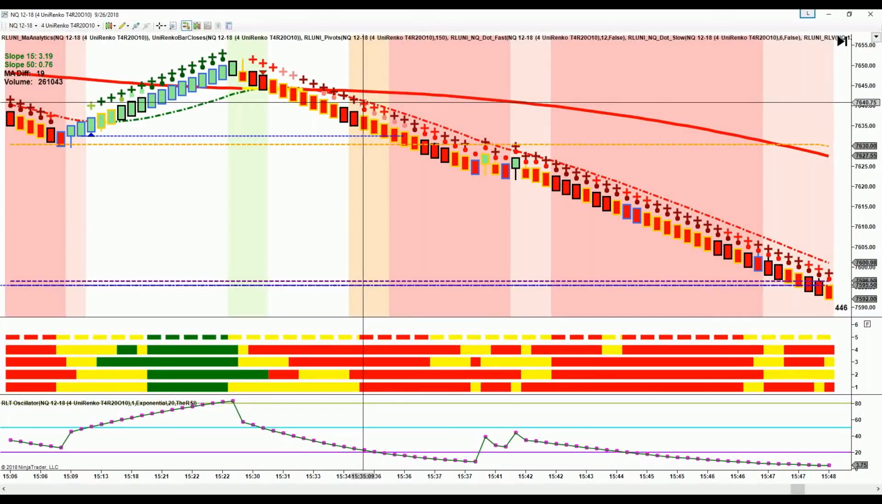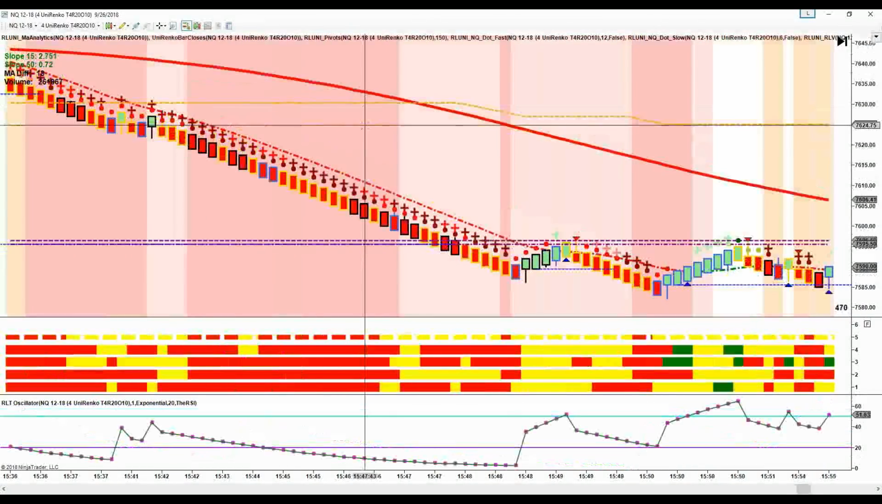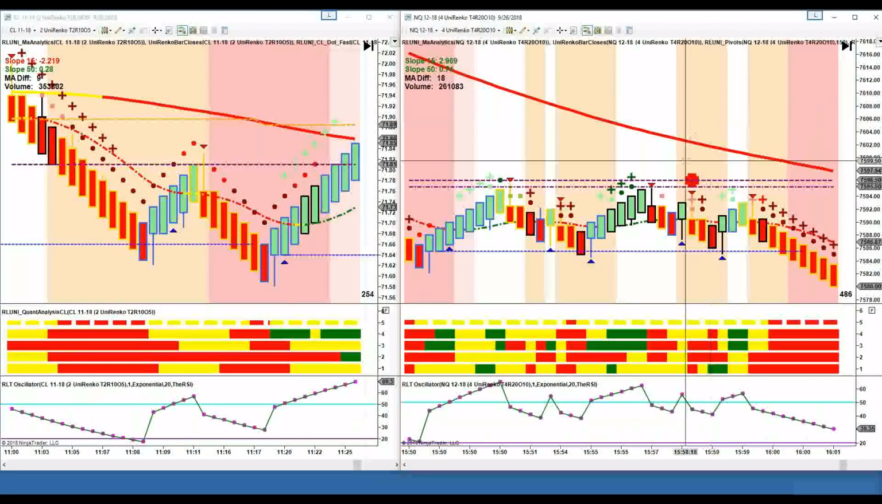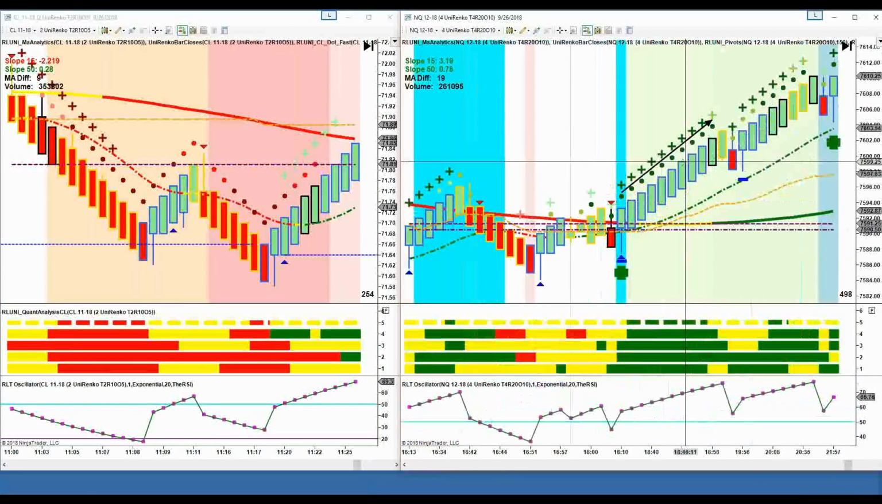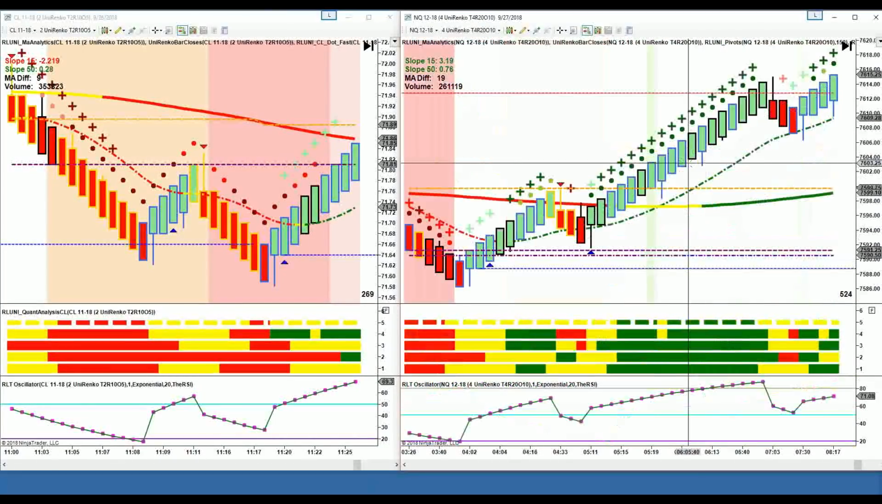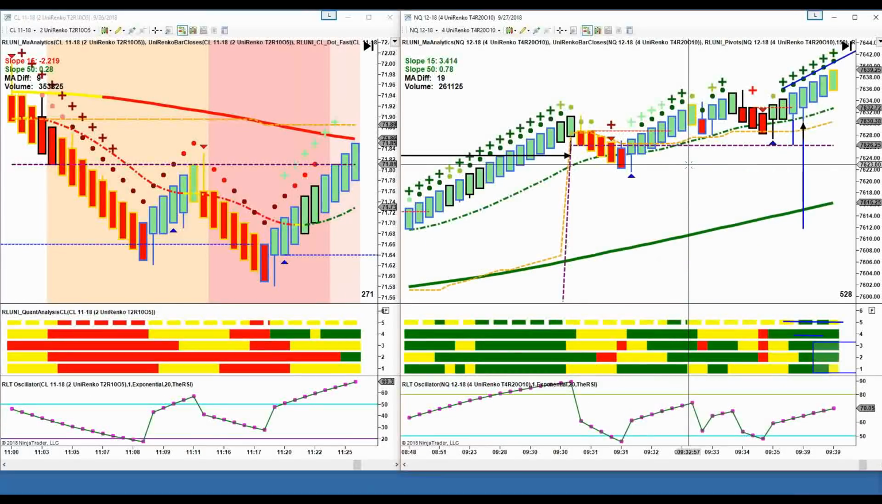Now, I hope everybody understands this. If you don't, you don't need to, because really, to me, I think it's a very simple chart to read.